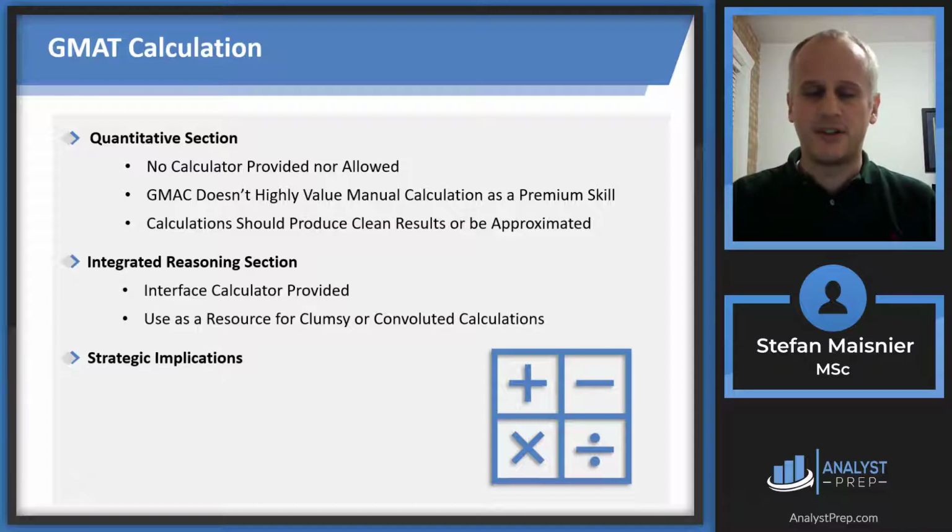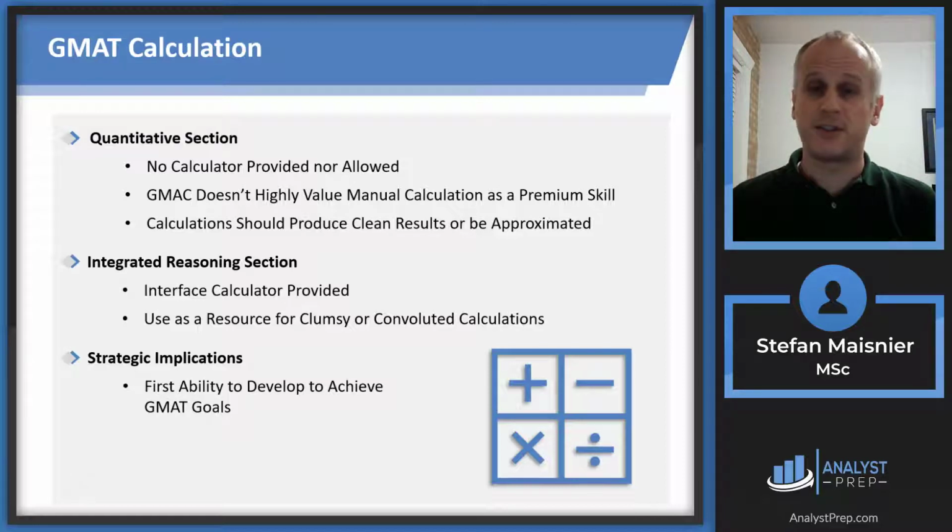Now, the strategic implications are as such. This is going to be the first ability that you need to develop in order to achieve especially high-end GMAT goals, especially as it pertains to the quantitative section. If you're not able to manually calculate in all of the non-integer formats of the arithmetic, if you're struggling with your basic times tables, if it's a struggle for you to do, say, 14 times 17 in an efficient fashion, you really have to find a way to improve that skill quickly in order to get yourself where you want to go with this exam.